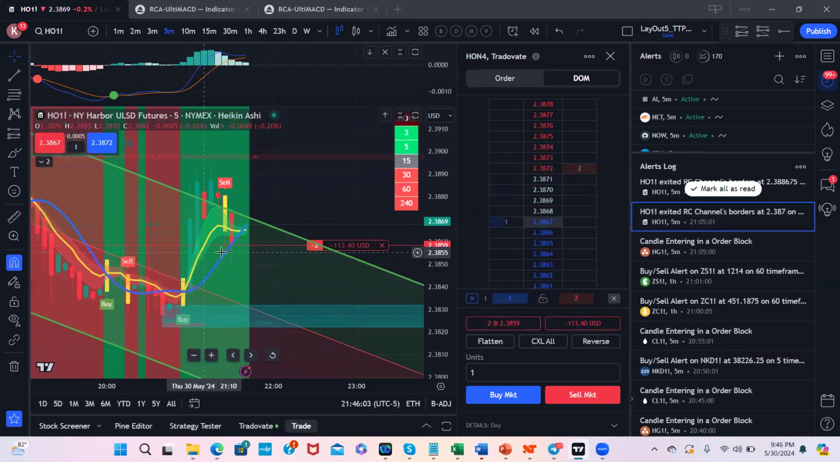Heating oil went up a little bit, but again, it is at the top of the channel. If we wait for some more time, this will also drop. It actually, I think, yeah, it dropped.